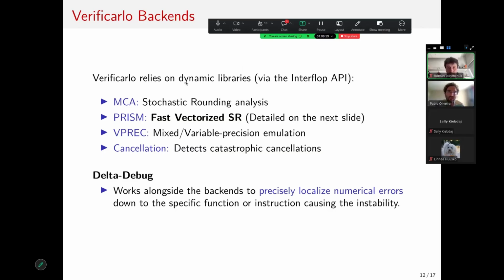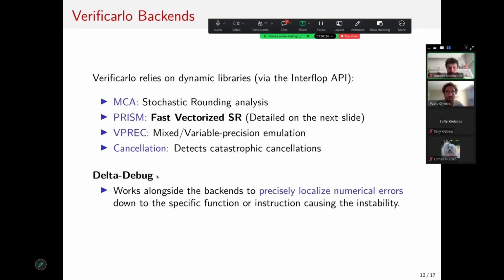I'm not going to get into many details, but we have stochastic rounding analysis. This is the legacy backend, but for 2 years now, we have a new fast vectorized stochastic rounding, which is called Prism. I'm going to introduce it in the next slide. It is much faster, and it gives numerically the same results. Then we have VPREC, which allows us to emulate variable precision, and we have one backend for cancellation. Those are the main ones. There are a few more, but those are the more interesting ones.